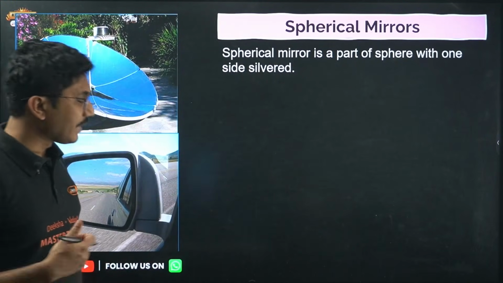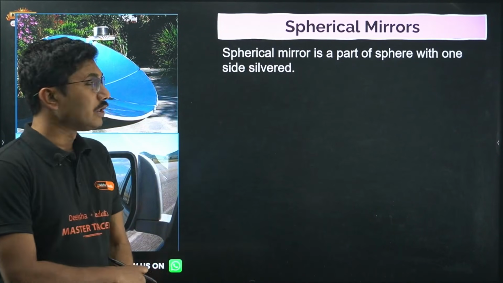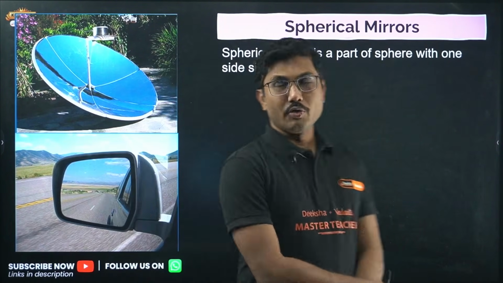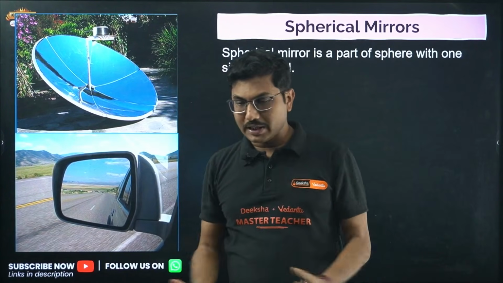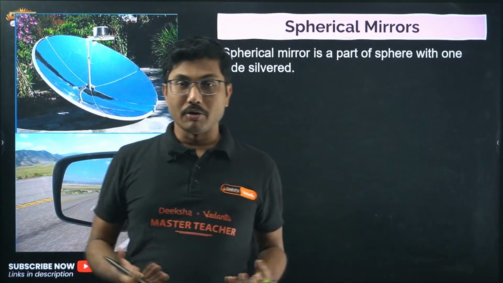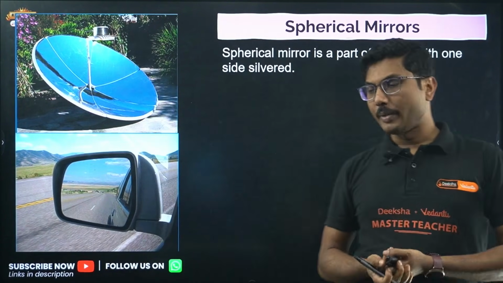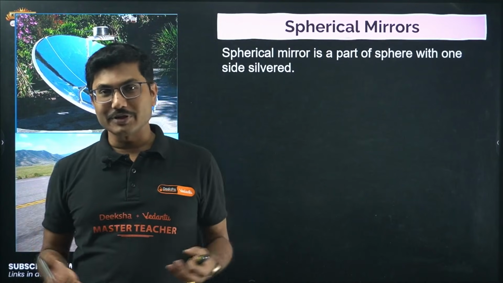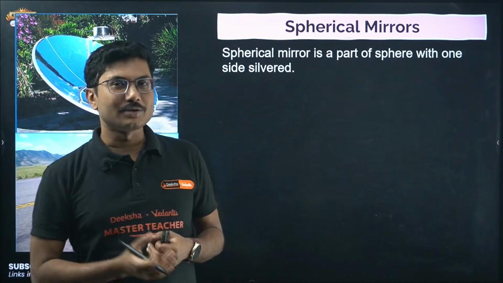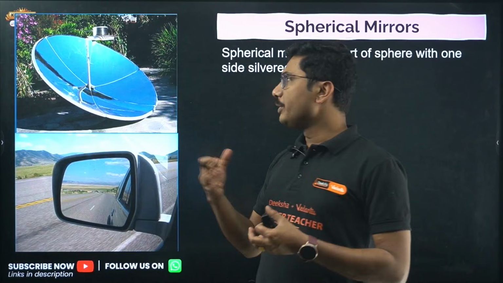Next is spherical mirrors. A spherical mirror is basically a part of a sphere with one side silvered. Okay, so it's a part of a sphere. If you construct a sphere, like a football, okay, football is an example of a sphere. Even your cricket ball and tennis ball are spheres, but that size is small. A globe is also a sphere.